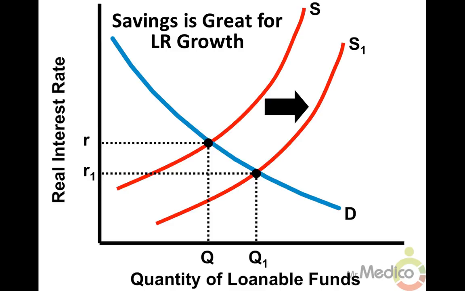So, rightward shift to supply. If a lot of foreigners decided to invest their currency into the US, so you see a large inflow of foreign money, that can also increase the supply of loanable funds, which would be good for long-run growth as it brings down real interest rates and encourages more investment, hopefully in research and development projects, which would grow capital stock.